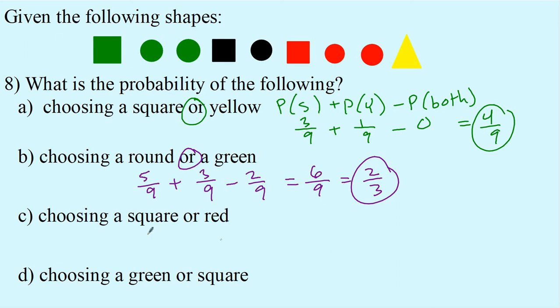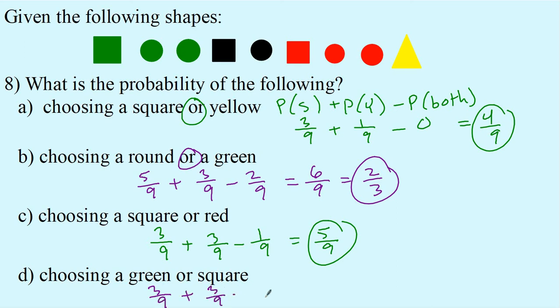Part C, we have square or red. We have 3 squares and 3 reds and only 1 red square. So we get 5 out of 9. And the last one, green, 3 out of 9, square, 3 out of 9, overlap, 1 out of 9. So we get 5 out of 9 again.